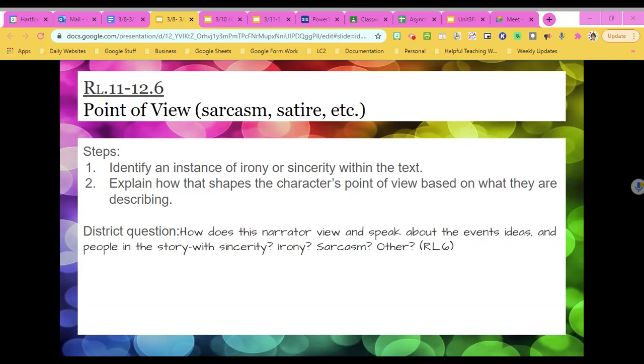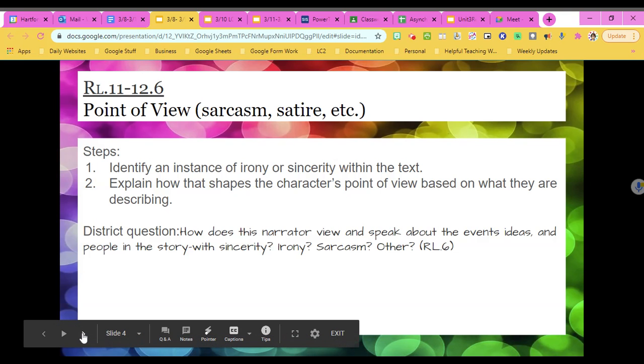So the district question reads as follows. How does this narrator view and speak about the events, ideas, and people in the story with sincerity, irony, sarcasm, other? So the question is asking us, how does that character specifically view and speak about things? With irony or sincerity or with sarcasm? Remember, sarcasm is just a form of irony. So you are looking at characters and how they feel about things and being able to support if they're being genuine and sincere or ironic and sarcastic. Those are your two options, and you, of course, have to defend your answer.